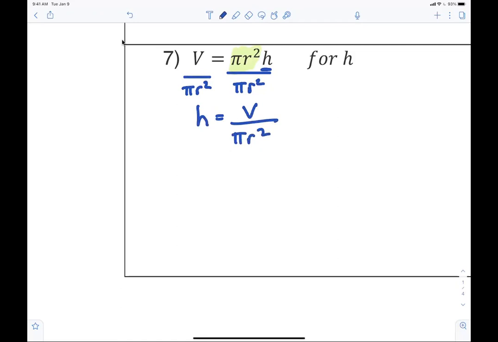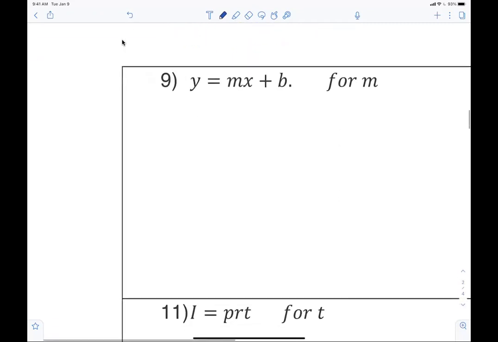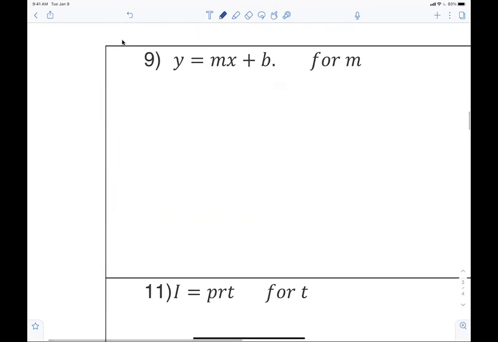Now it's going to start getting harder. We're solving for M. I need some help here, guys. What do you think I have to do, Maya? You could do minus B. Yay, very smart, very smart.